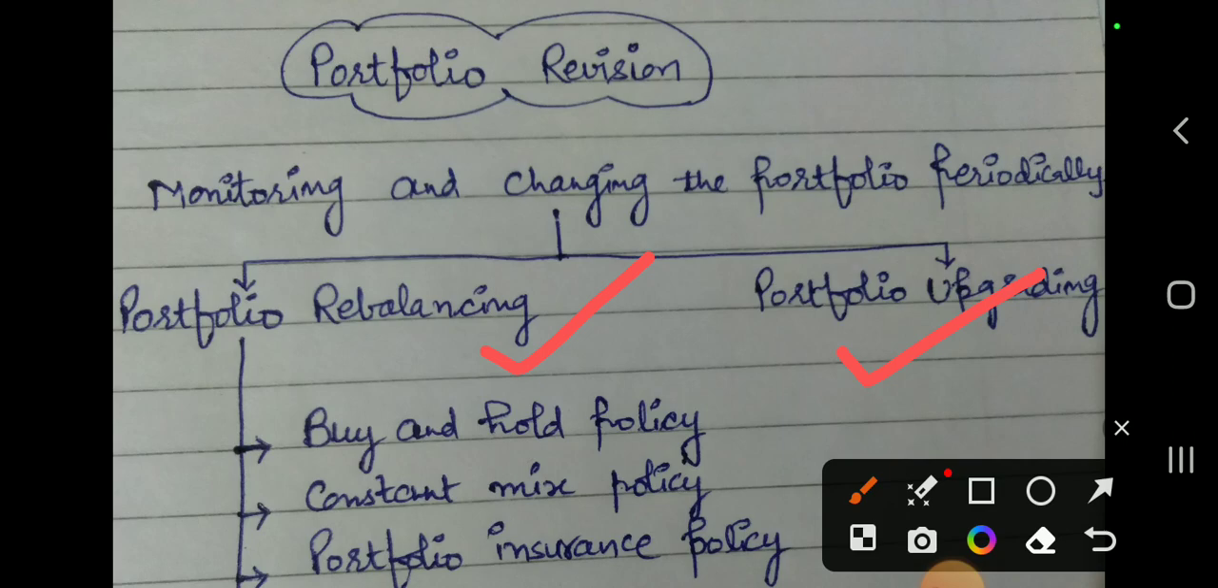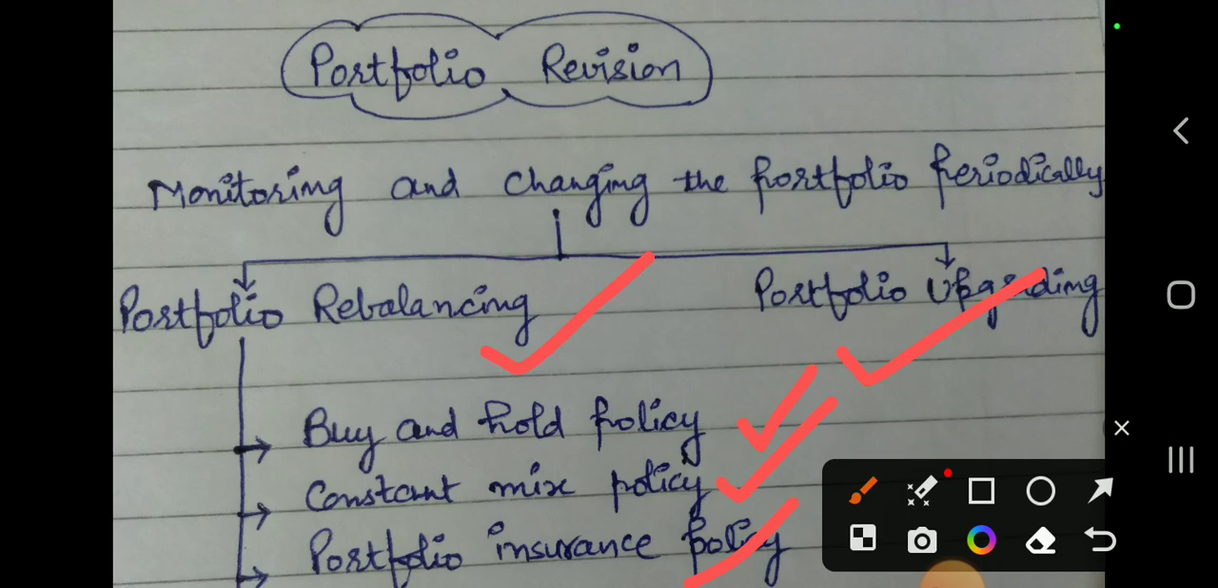Portfolio rebalancing involves reviewing and revising the portfolio composition, that is the stock-bond mix. It involves three basic policies which are visible on your screen, that is buy and hold policy, constant mix policy, and portfolio insurance policy. Buy and hold policy, which is also known as no change policy.